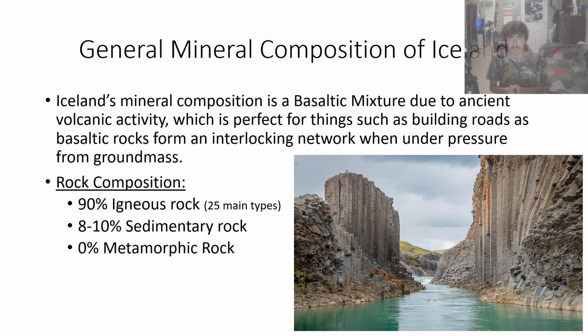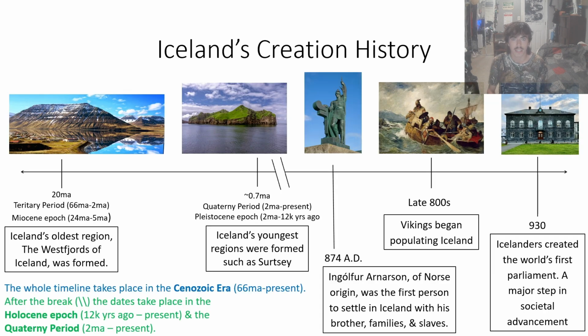And basaltic mixtures are actually a great type of rock and thing to form a country out of because it is very useful for things such as building roads. It is very strong, especially under pressure. It is just a very useful rock, especially for creating infrastructure and society, which is why Iceland actually has a bustling society and a lot of people living there.